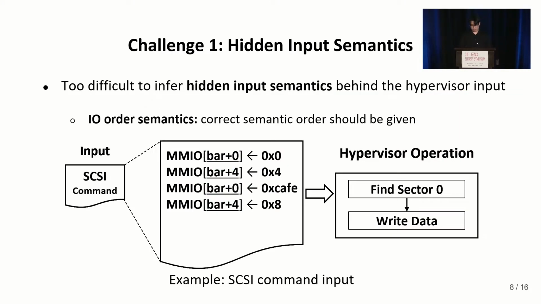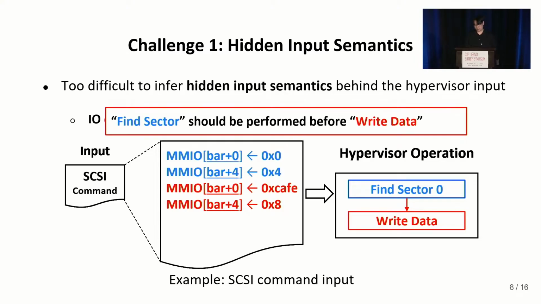So, the other hidden semantic is I/O order semantics, which assigns meaning to an execution order of the I/O operations. So the I/O operations function correctly if they follow the correct order. For example, I/O operations are positioned to perform the device behaviors as shown in blue-colored and red-colored I/O operations. Just as the find sector should be performed before the write data, I/O operations should follow the execution order.